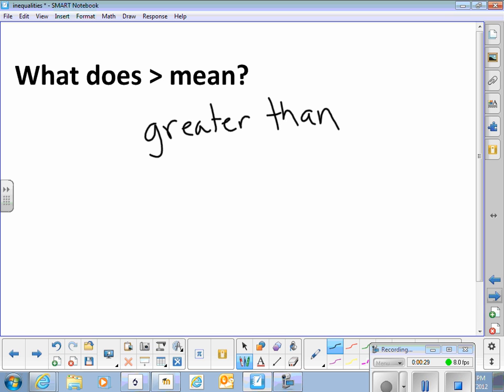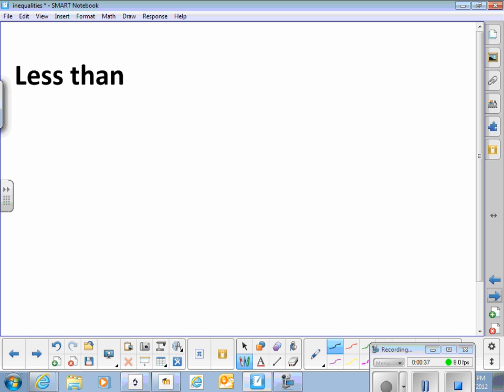Since we read from left to right, if the left side is greater than what's on the right side, that would be the sign we would use. Which one is the less than sign? The less than sign looks like that. The left side is less than what's on the right side.